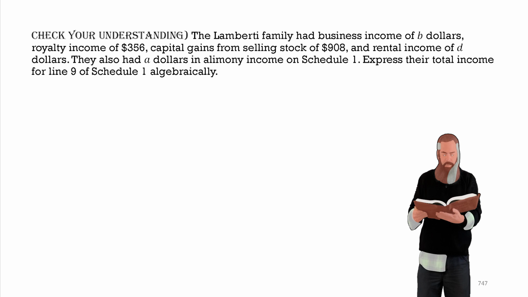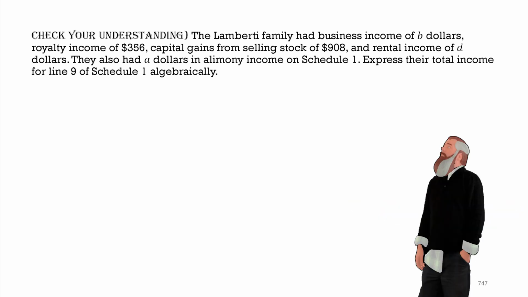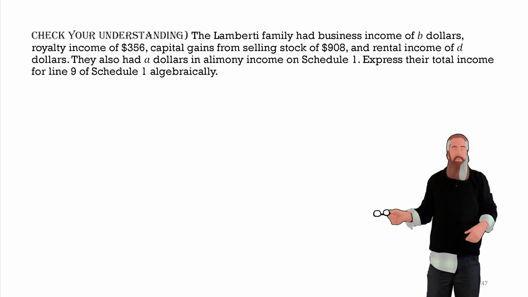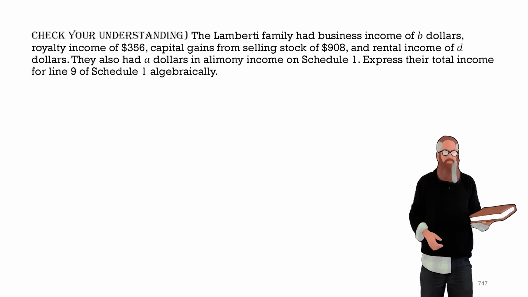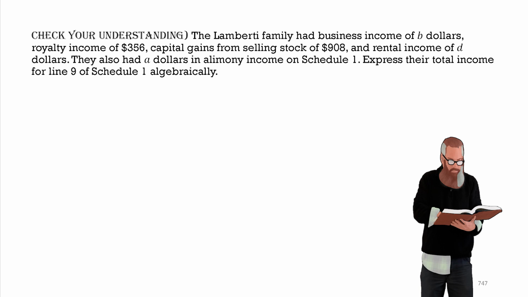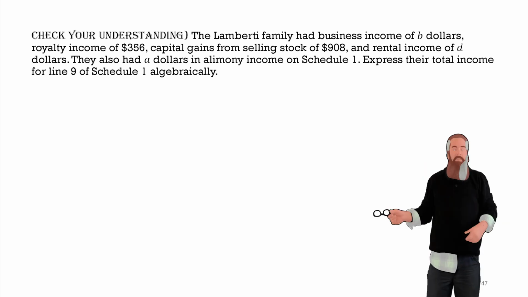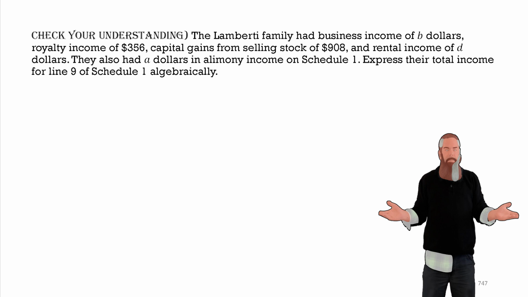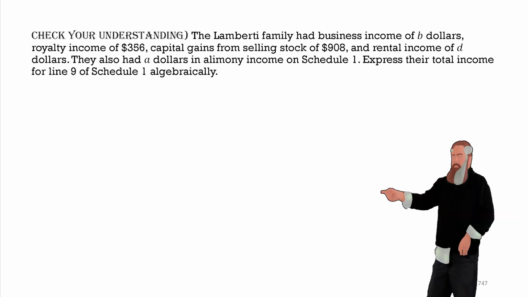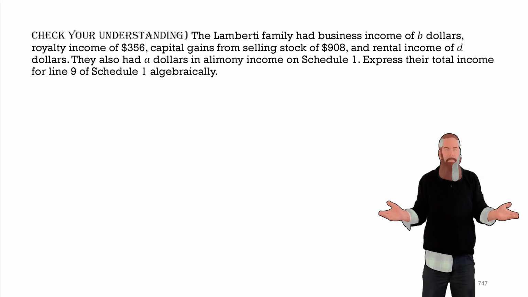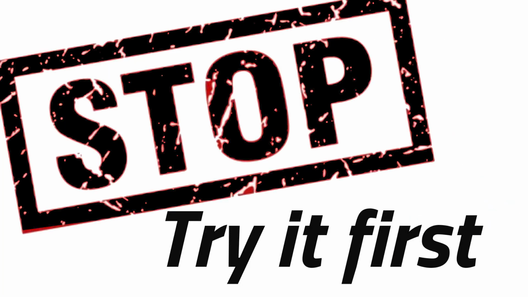The Lombardi family has a business income of B dollars, royalty income of $356, capital gains from selling stock of $908, and rental income of D dollars. They also had A dollars in alimony income on Schedule 1. Express their total income for line 9 of Schedule 1 algebraically.